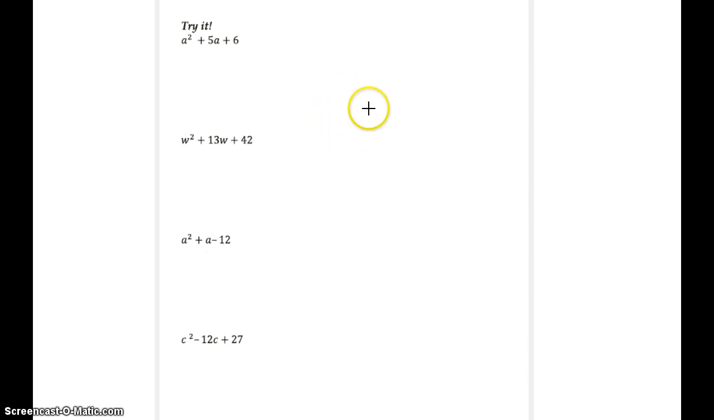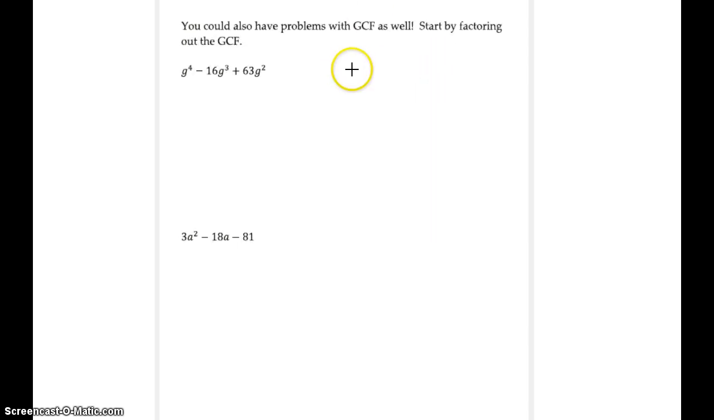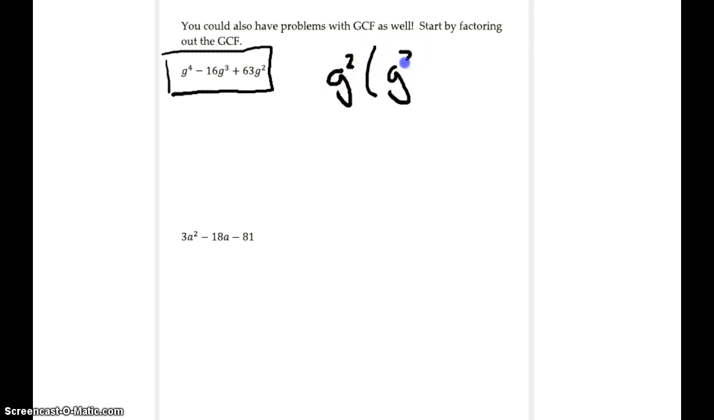Let's do one more. Just a great bunch of examples here. Alright. Actually, I'm not going to do this one. Let's go on here. What happens if it doesn't look like a quadratic? What's the first thing that we do? Well, I told you need to find the GCF. The GCF of G to the 4th, 16 G cubed, and G squared is G squared.